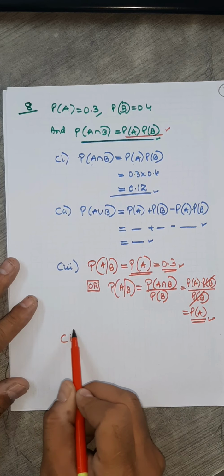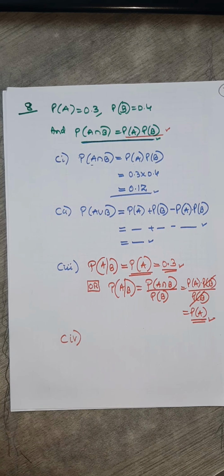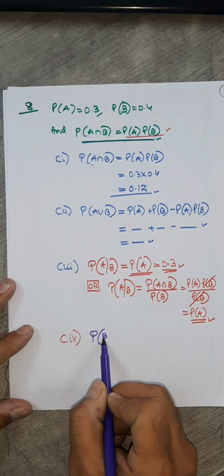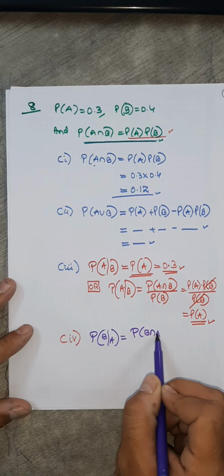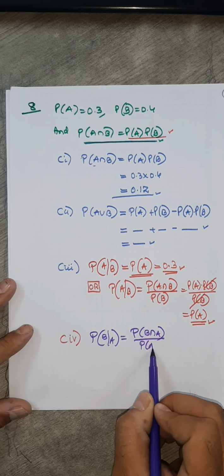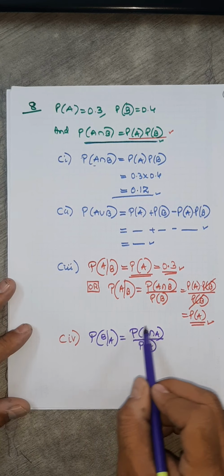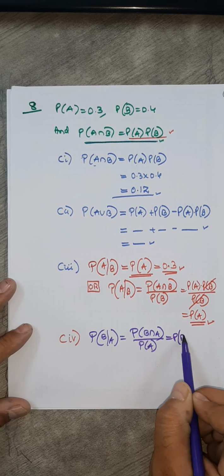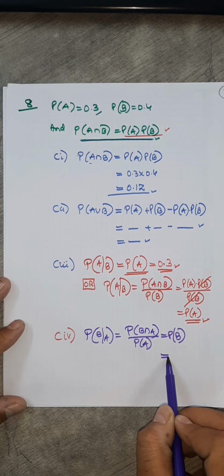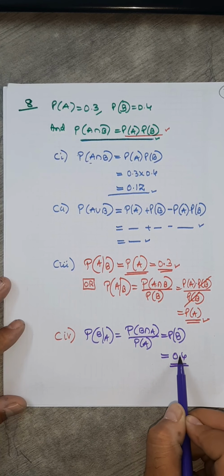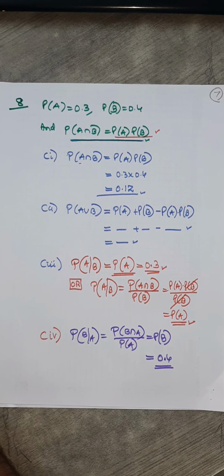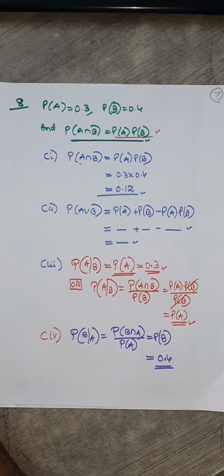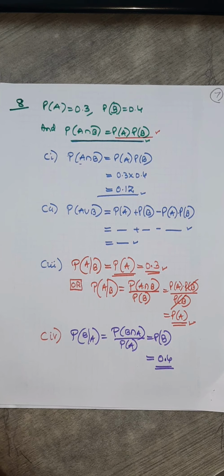Same way, fourth sub question. What about the fourth sub question? Probability of B given the event A. So this is P of B intersection A upon P of A. You can just put the values. So finally it is just P of B. And what's the probability of B? It is 0.4. Fine. You can just put the value of intersection and you can notice this. So these are 4 sub questions here.